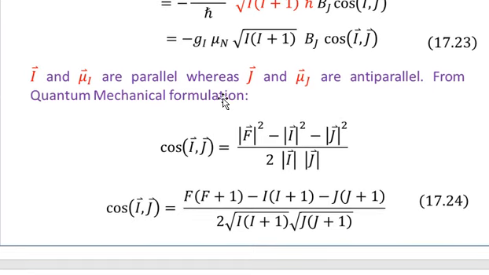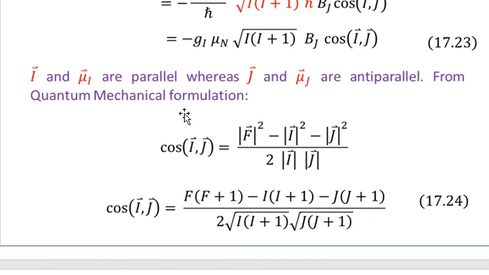I and mu I are parallel, whereas j and mu j are antiparallel. You know that when we were dealing with the electronic structure, that is the spectra of the electrons, we encountered two quantities j and mu j, and we also noticed there that j and mu j are antiparallel to each other. Whereas for the nuclear parameters, the nuclear spin I and the nuclear magnetic moment mu I are actually parallel to each other.